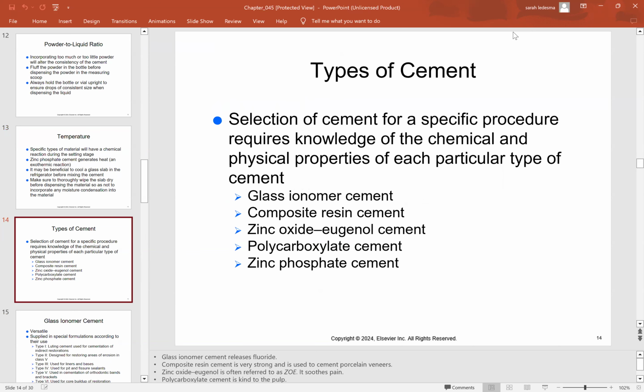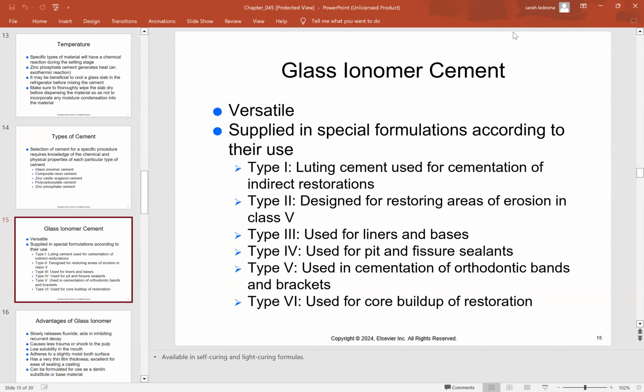Selection of cement for a specific procedure requires knowledge of the chemical and physical properties of each particular type of cement. So we have our glass ionomer, composite, zinc oxide eugenol, polycarboxylate, and then our zinc phosphate. Our glass ionomer is very versatile. It's supplied in special formulations according to our use. So we have our type 1, 2, 3, 4, 5, and 6.